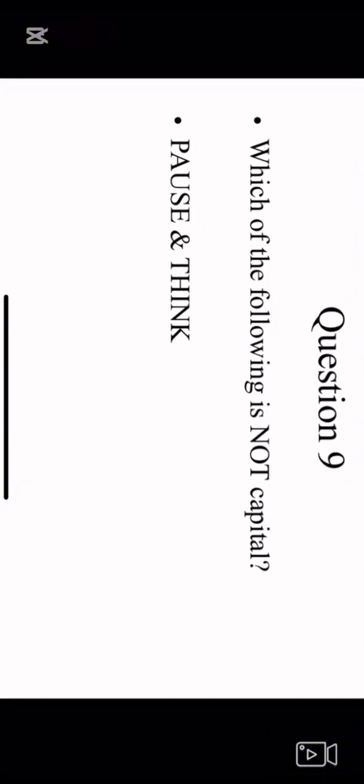Question 9. Which of the following is not capital? Loan from bank is not capital.